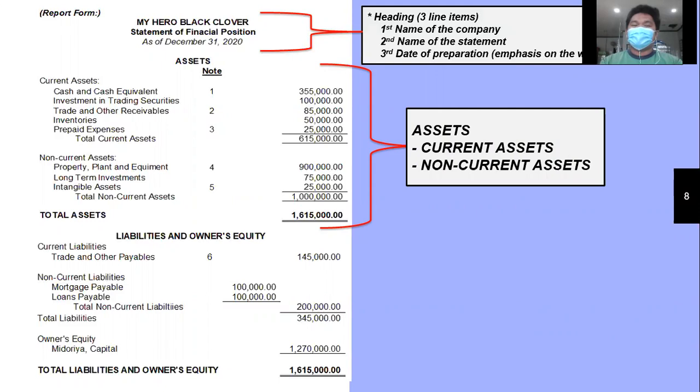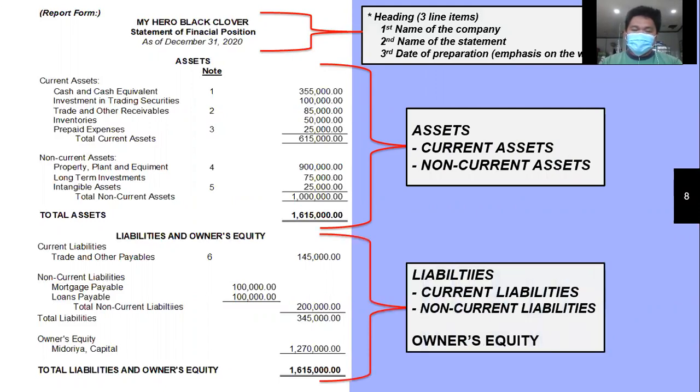So make sure that you're familiarized with the items that compose assets, and particularly which are the current assets and the non-current assets. The next one is the liabilities and owner's equity. For liabilities, same as with assets, there is separation as to current liabilities and non-current liabilities. And the last one, of course, is the owner's equity. So this is an example of a report format, downward from the asset section, liabilities, to owner's equity.